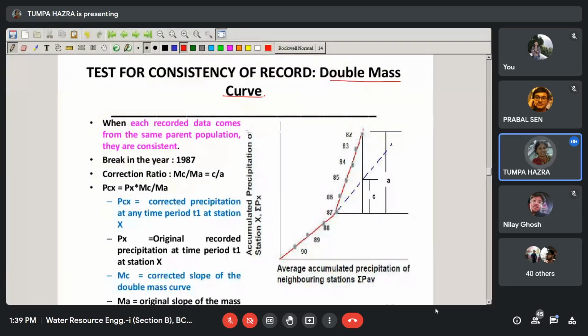There are various reasons for inconsistency. For example, manual error.